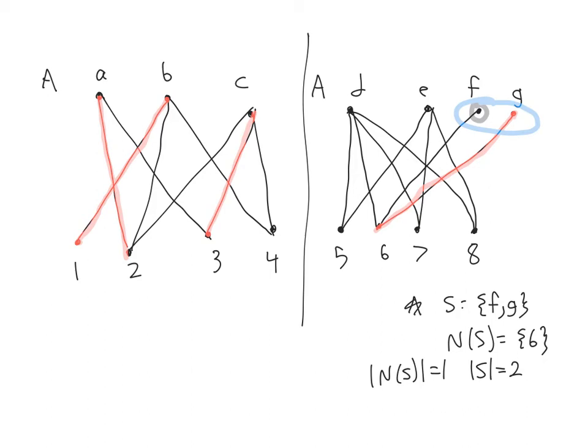And so that's what we do. You either find a matching, or as you run the algorithm, you find a subset that violates Hall's condition.